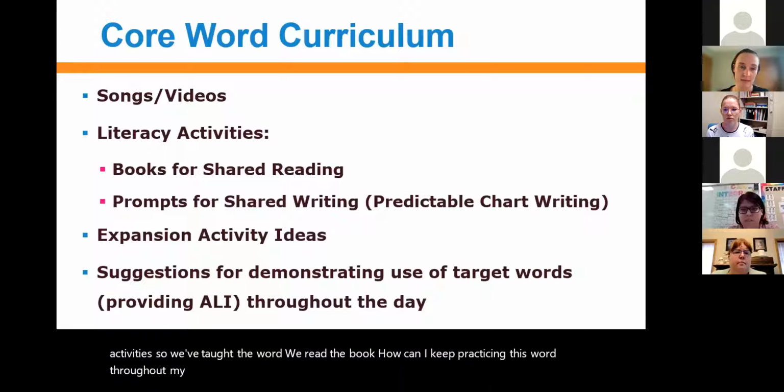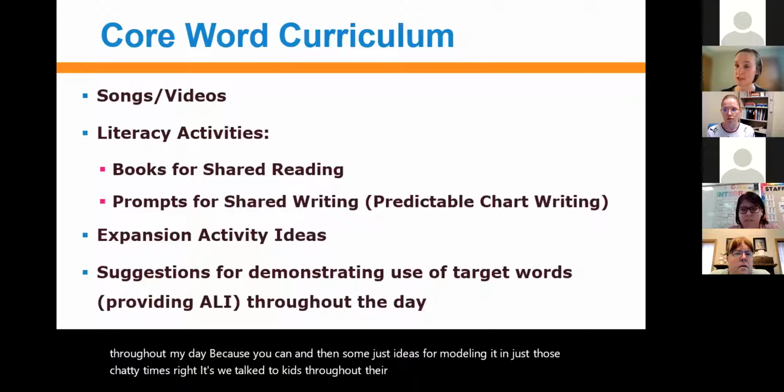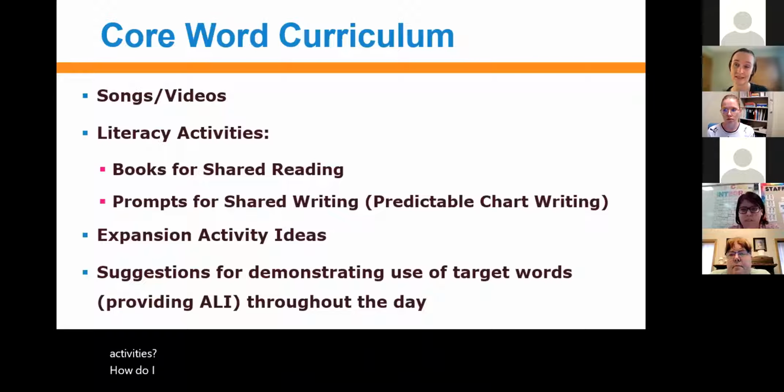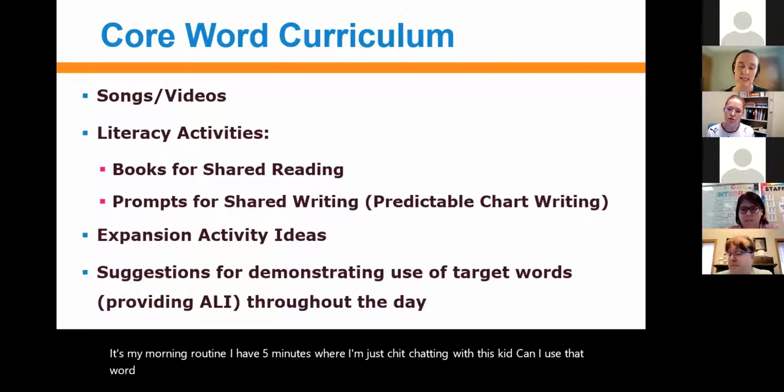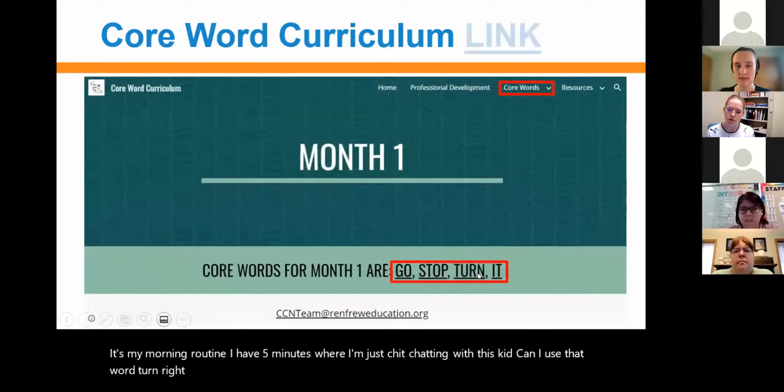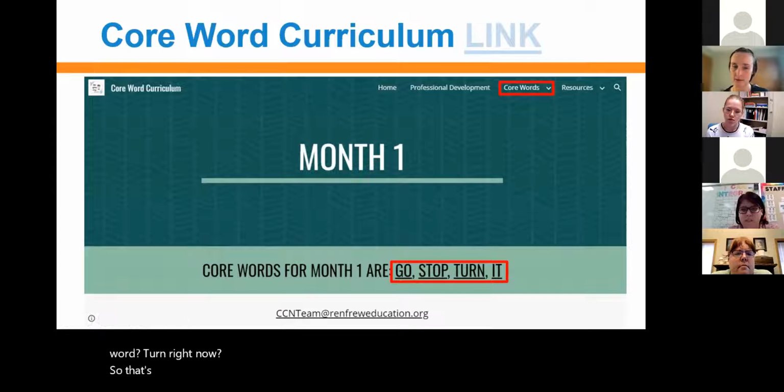Because you can. And then some ideas for modeling it in those chatty times, right? Like we talk to kids throughout their day. So there are ideas for expansion activities, like how do I target the word turn in science class? And ideas for my morning routine, where I have 5 minutes just chit chatting with this kid. Can I use that word turn right now? So that's the general idea behind the core word curriculum.